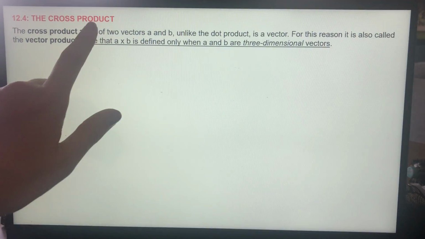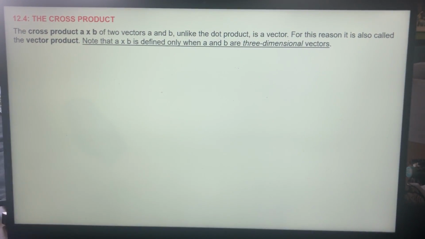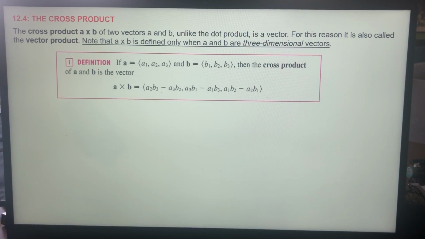We show the cross product with this cross sign, and it is also called the vector product because, as I told you, once we take the cross product, we find another vector. The cross product is only defined for three-dimensional vectors. You cannot apply it to two-dimensional or other vectors. So how can we apply and calculate this cross product?